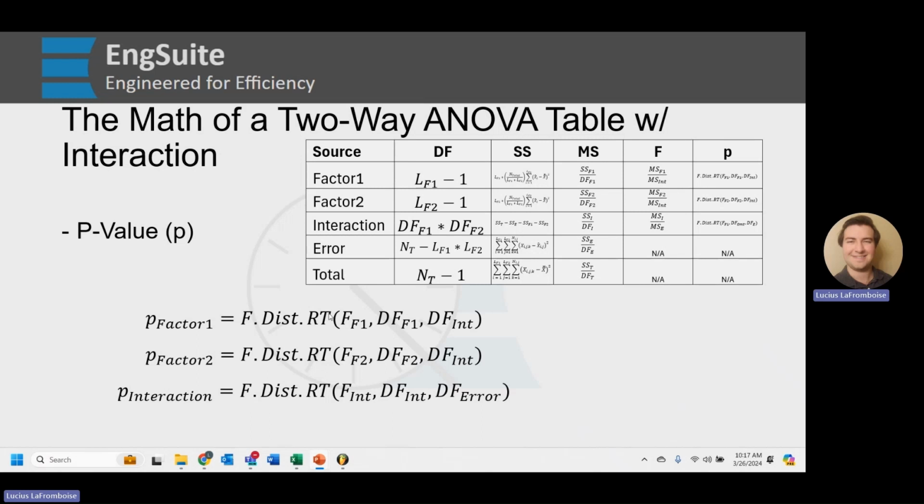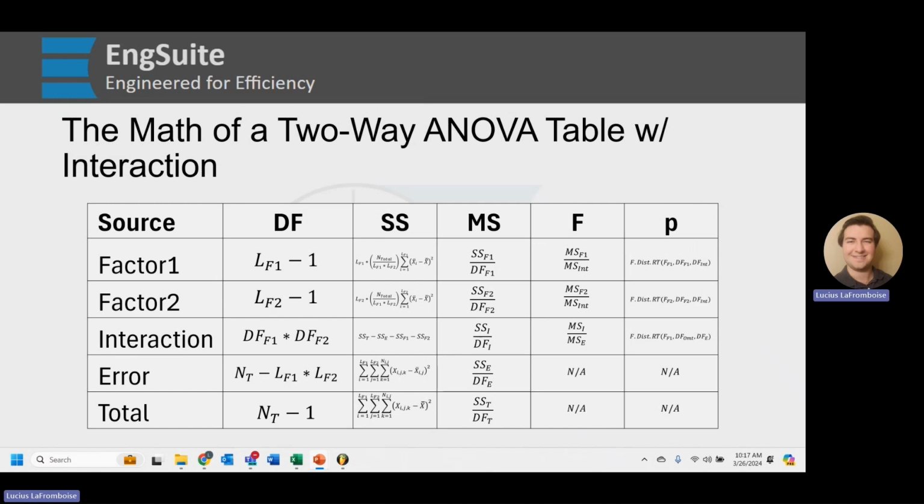Interaction's a little bit different because now our numerator degrees of freedom is for the interaction, and then our denominator is the degrees of freedom for our error. Again, the F value is for the interaction term.